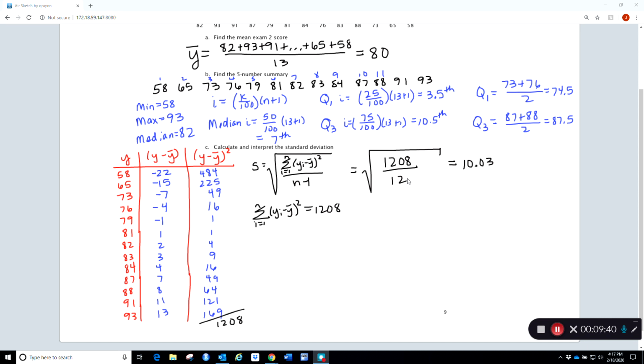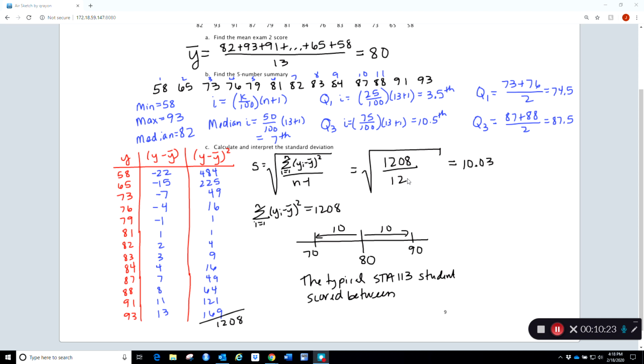Now finally, I did also say to interpret the standard deviation. So our standard deviation is the typical distance from the mean. The mean is 80. So we're going to go out that standard deviation in either direction. Again, it's roughly 10. I'm not going to worry about the decimal for this one. So subtracting off 10 and then adding 10 would then tell me that the typical Stat 113 student scored between a 70 and a 90 on exam 2.